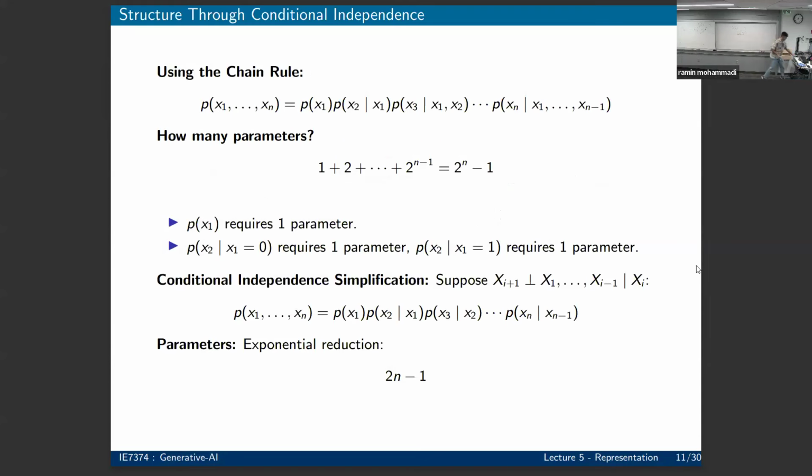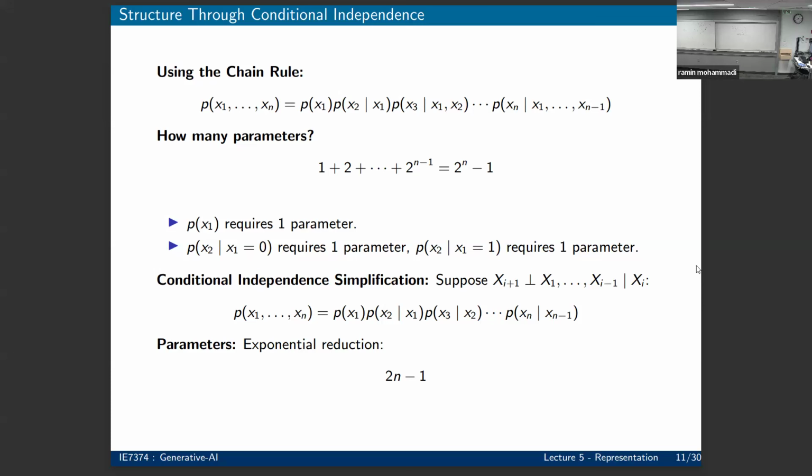Now let's look at the chain rule and apply conditional independence. Using the chain rule, if you define this joint distribution, how many parameters do we need? We said it was 2 to the power of n minus 1. That's the same thing we saw above. But if you make the conditional independence assumption, that goes to 2n minus 1. So it's an exponential reduction. This was exponential and you went to linear.